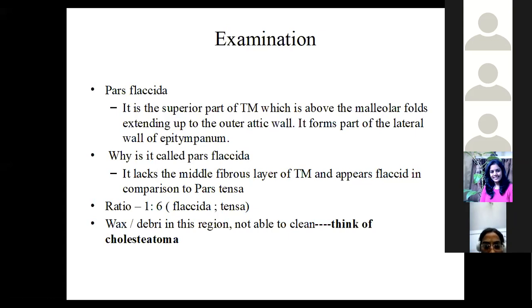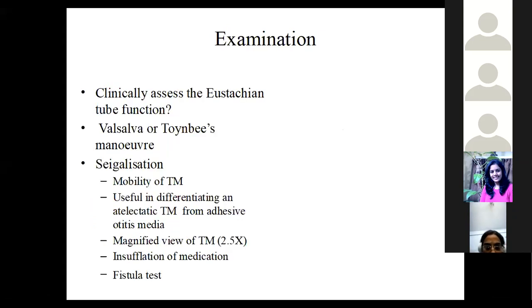Then if you get a case where there is debris mixed with wax in the attic region, you should be suspicious of cholesteatoma. That means you cannot reach the debris in the attic region. It gives us a clue that most of the time it could be a cholesteatoma.